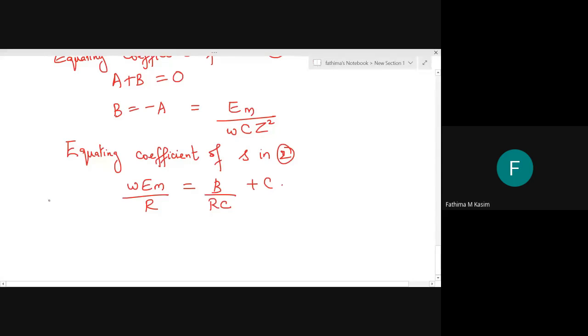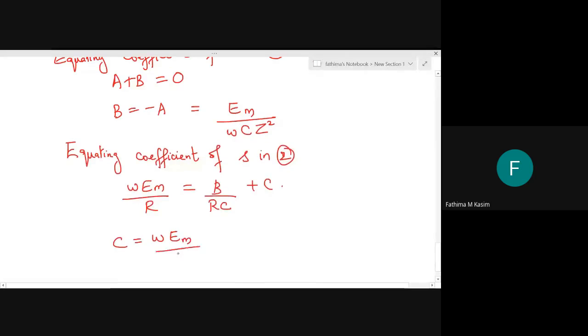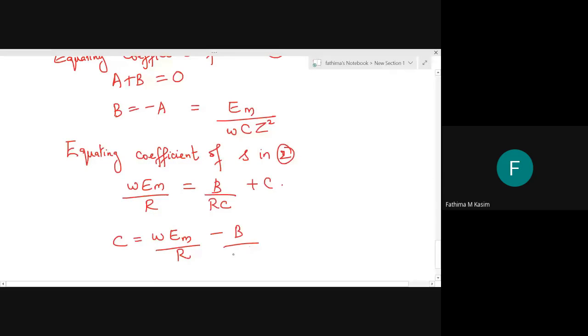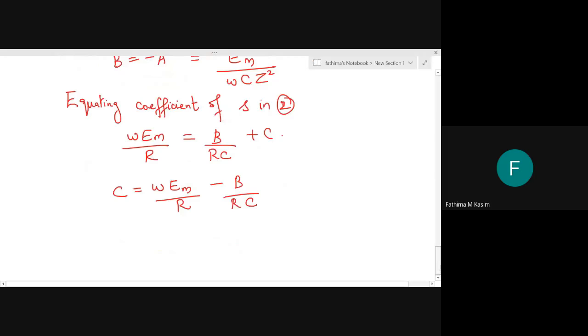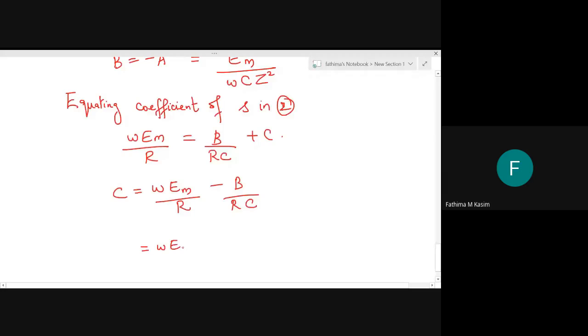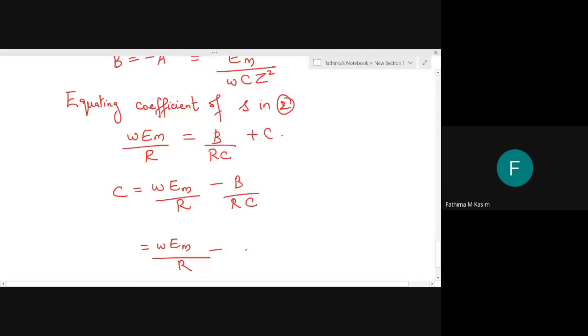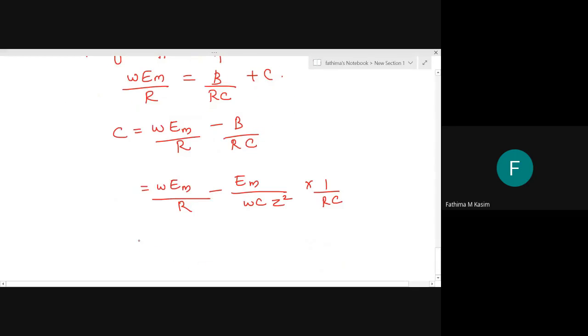So I will get C as omega EM by R minus B by RC. And we know the value of B, so we can substitute that over here. So this can be written as omega EM by R minus, B is EM by omega C Z square, so EM divided by omega C Z square into 1 by RC. Okay. So I'm taking the LCM, that is R C omega Z square.